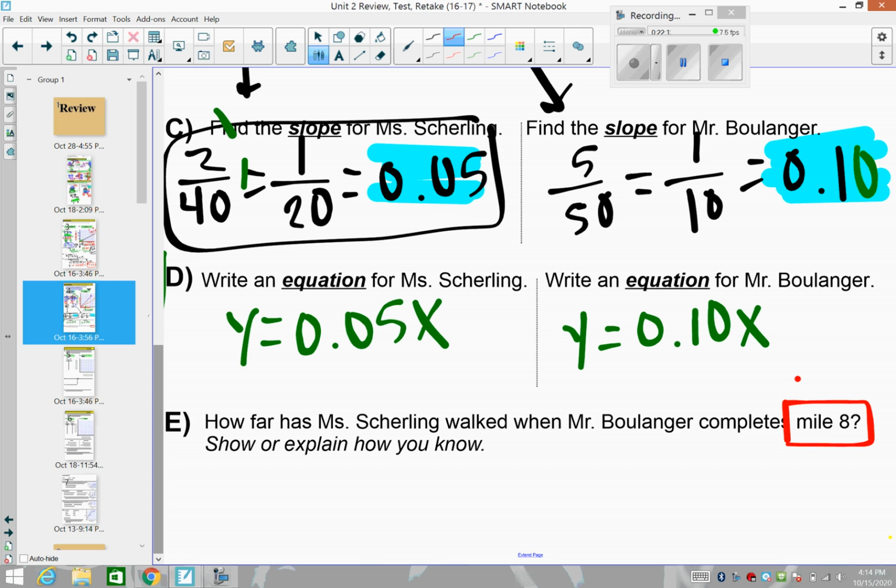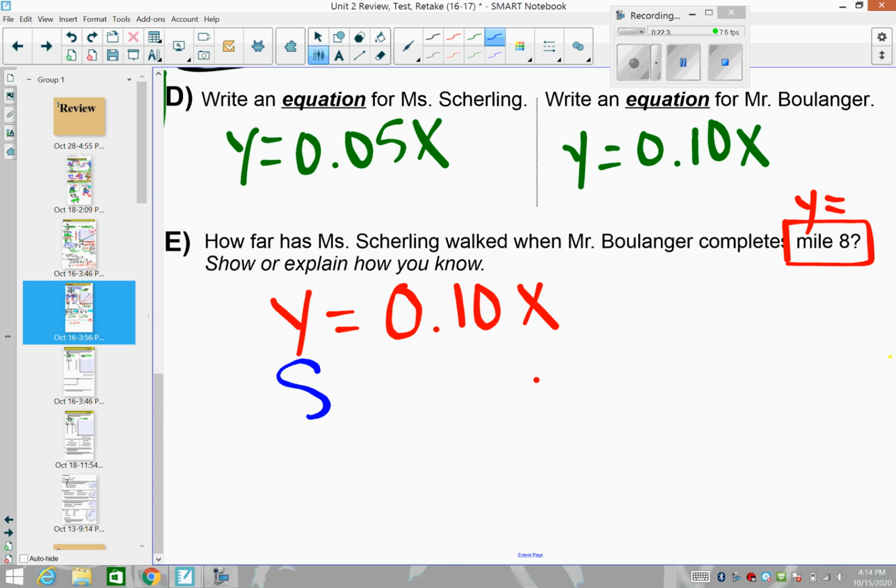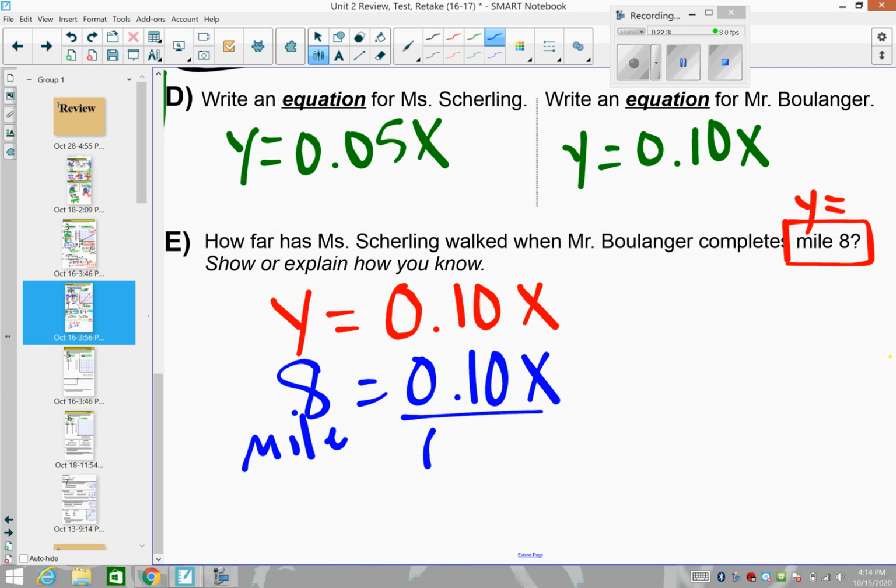So when y equals 8, what's the time for Mr. Boulanger? So let's start with him, and then we'll come back to Shirlene after. So Mr. Boulanger's equation is y equals 0.10x. So when Mr. Boulanger gets to mile 8, how long does it take? So we're going to divide both sides by 0.10, copy, paste, copy, paste.